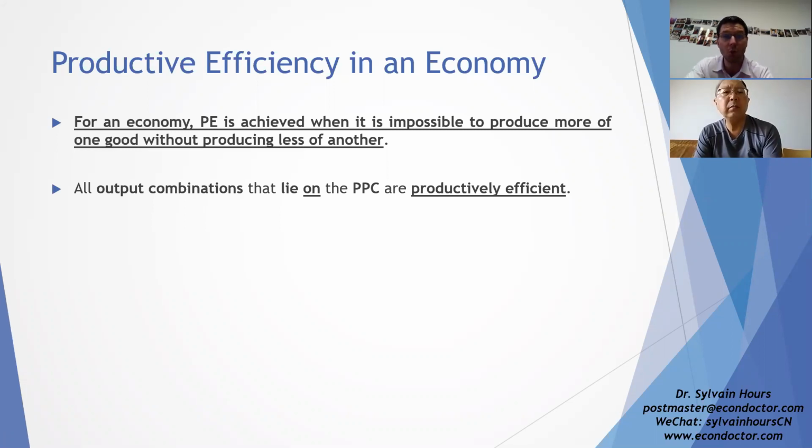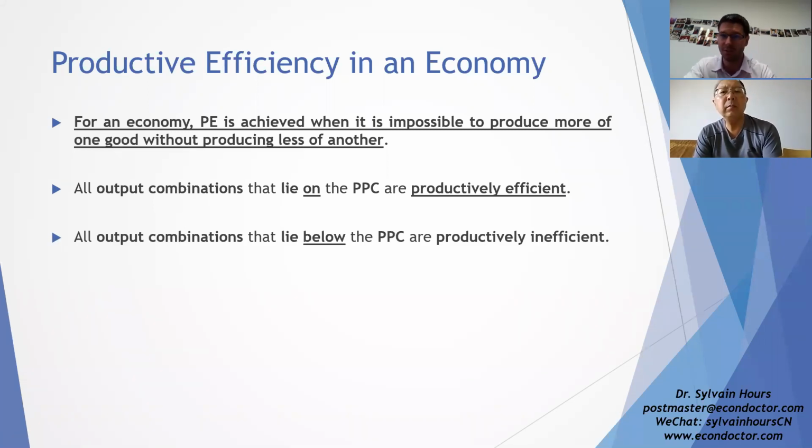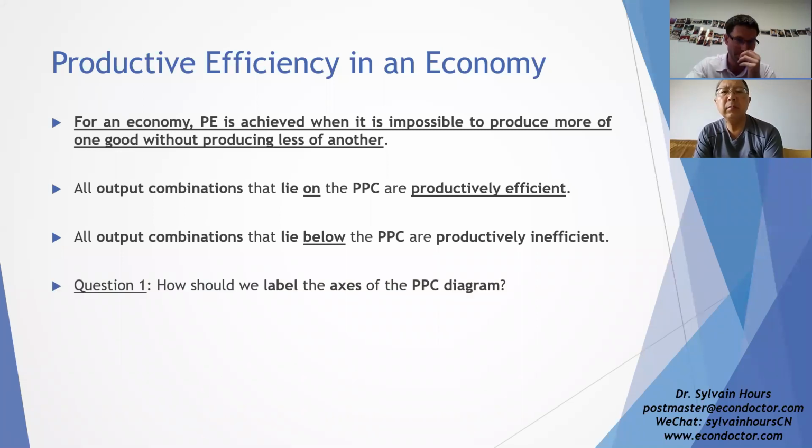What diagram do we use to illustrate this concept? We use the PPC. All points on the PPC are productively efficient. All points below the PPC are productively inefficient. And everything that is above is unattainable, so it doesn't really matter.